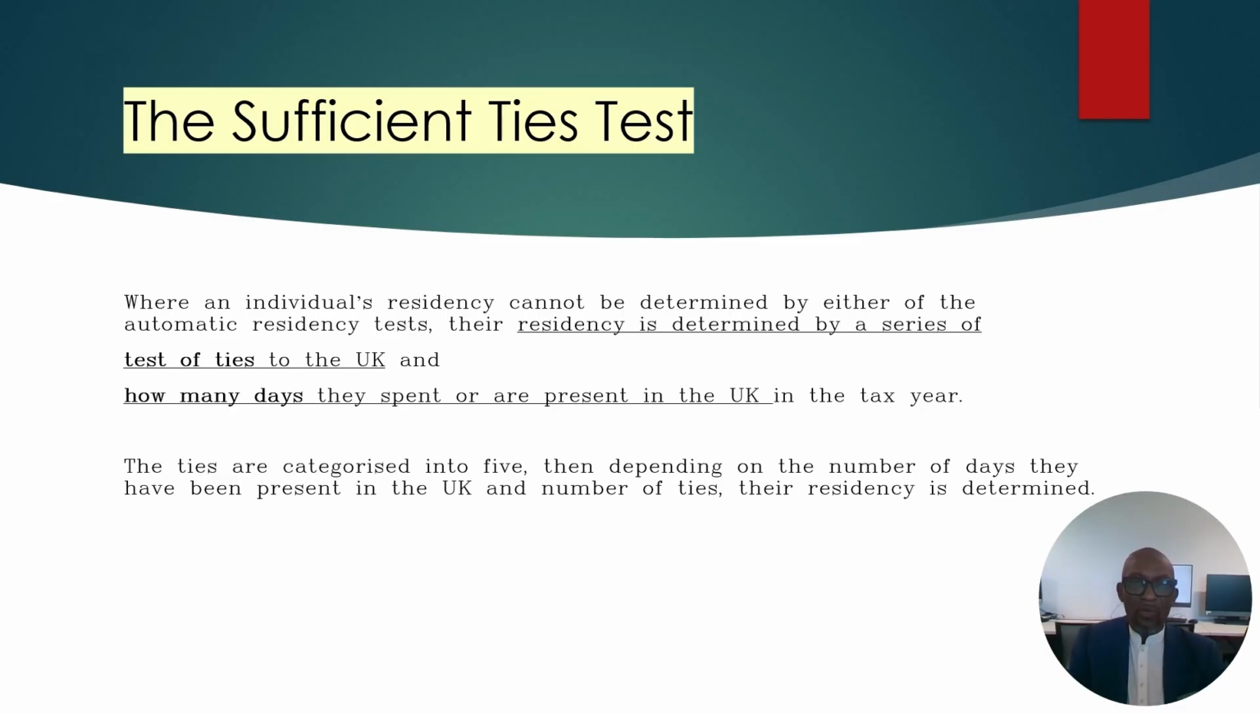As I said, where the first 2, the automatic overseas and automatic UK tests, are not conclusive, then we have to use the sufficient ties to UK test to determine your residency. The sufficient ties test determines your residence for tax purposes. These ties are categorized into 5. Then, depending on the number of days you have been present in the UK and the number of ties, your residency is determined.